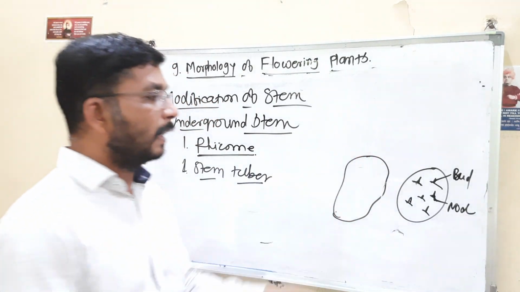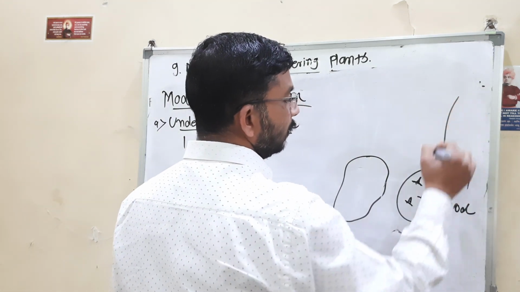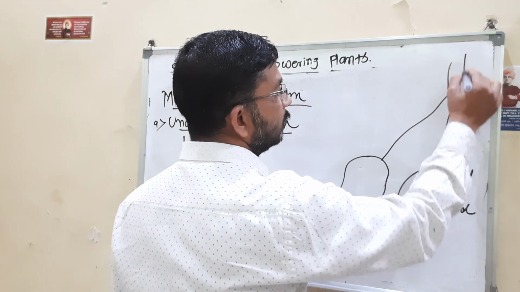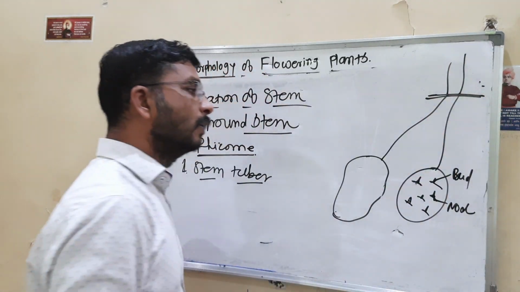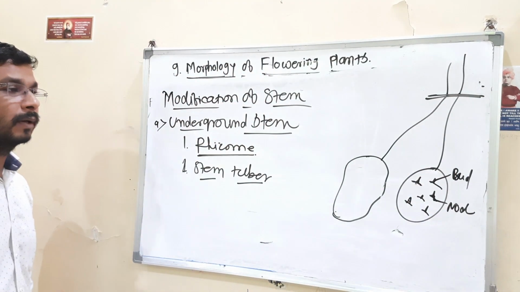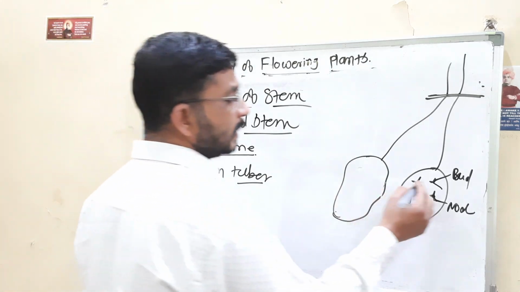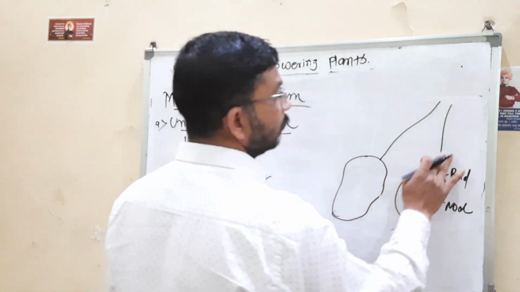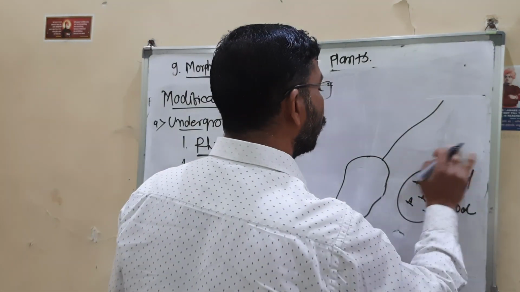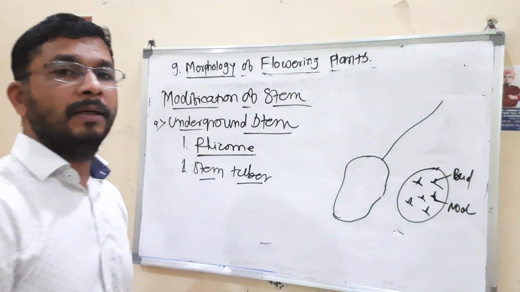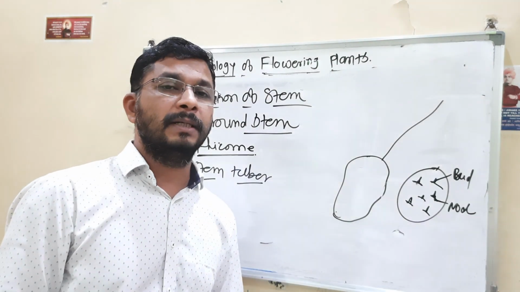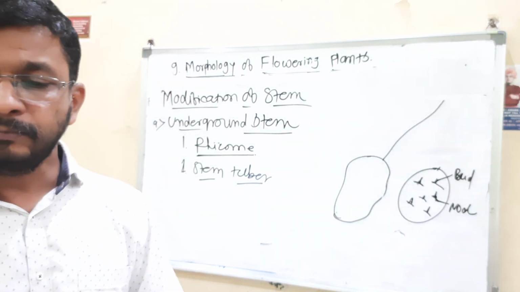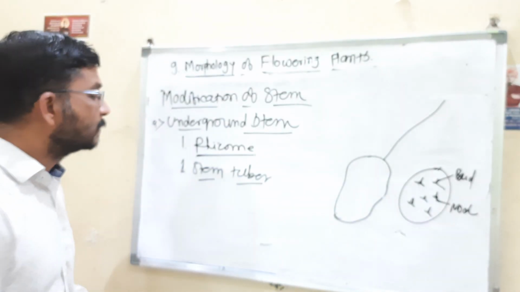This underground part, from there we found a number of branches, and branches form this kind of structure that is called a stem tuber. This stem tuber is also helpful or useful for vegetative propagation. In an unfavorable condition, they get dormant, and when they get a favorable condition, they produce an aerial stem or aerial plant.